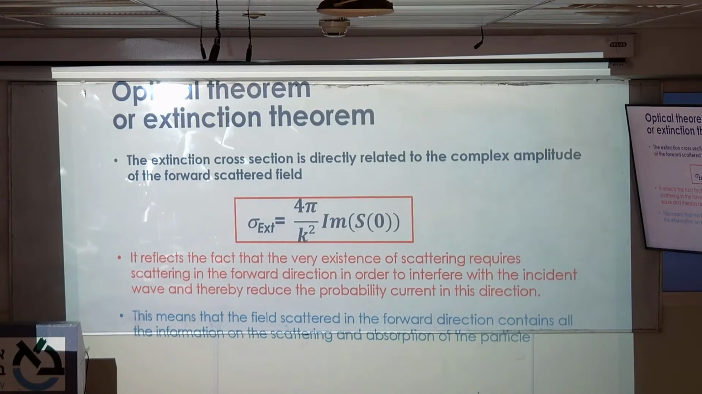By S of 0, do you mean like the diagonal that you showed before? S of 0. Is it like the diagonal that you showed before?